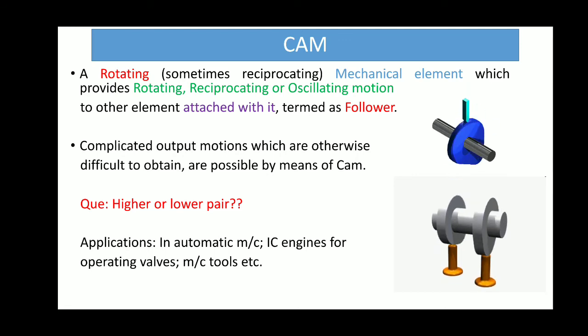So in those kinds of cases, whatever time-wise motion you want, we can generate it by properly designing a particular cam and using it in accordance with a particular follower. The uses are in different cases, maybe in automobiles, automatic machines, in IC engines for operating the different valves, in different machine tools, etc. Those are some of the application areas of cam.